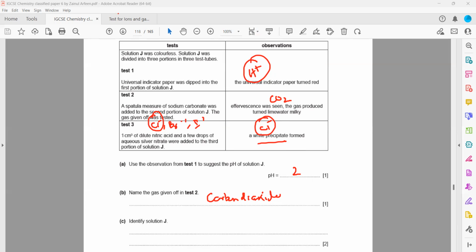The distribution of the marks: 1 mark is for hydrogen ion and 1 mark for chloride ion. If you mention hydrochloric acid, you will score both marks. You can mention it contains H plus ion and it contains Cl minus ion, and this will score 2 marks. Or you say hydrochloric acid directly, then you will also score 2 marks.